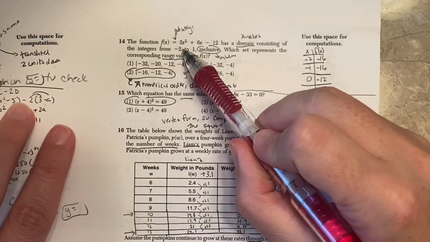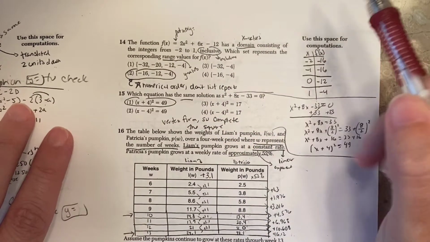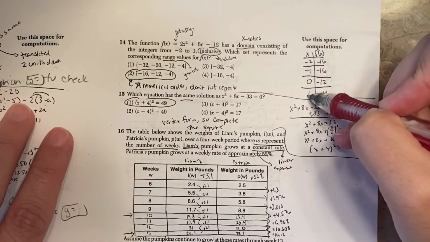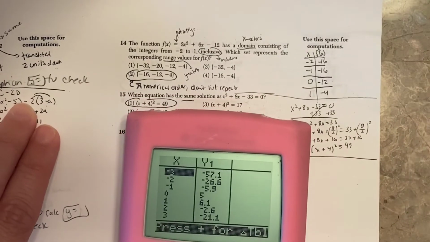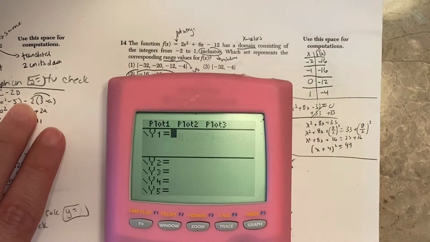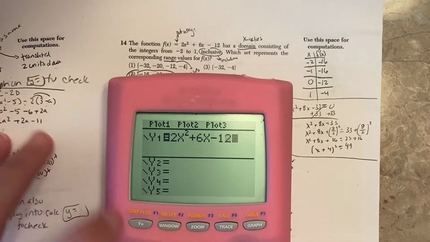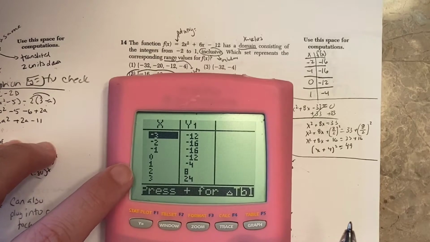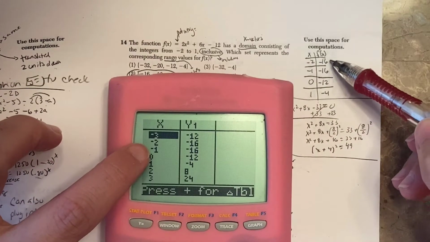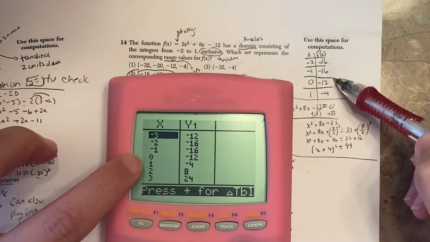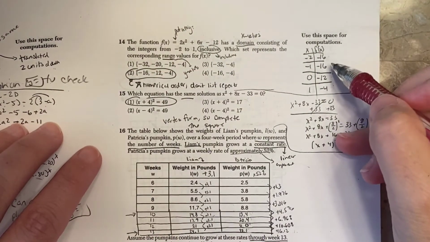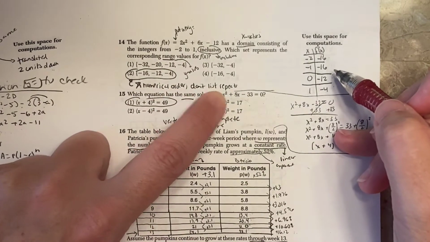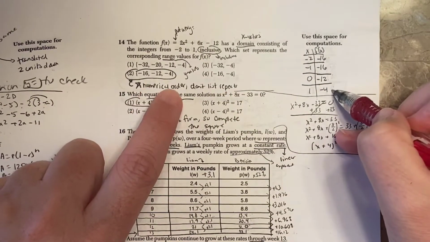The function f of x equals 2x squared plus 6x minus 12, a domain, your x values, from -2 to 1, inclusive, so you want to include those. So what's the range? The easiest way is to go to y equals, put this in, 2x squared plus 6x minus 12. It wants us to go from -2 to 1, so we have that here. So -2 is -16, -1 is -16, 0 is -12, and 1 is -4. So we have our y values, but what's really tricky, you have to remember, don't repeat anything. Put them in numerical order, don't list the repeats. So it's -16, -12, and -4.